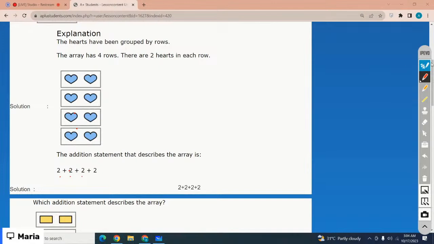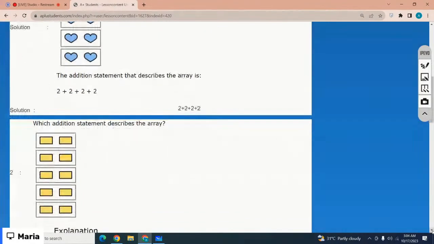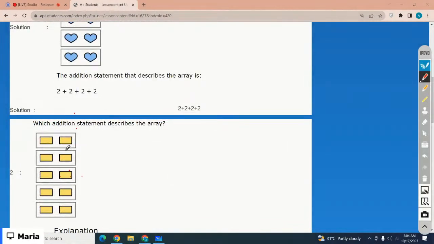The next one is: write an addition statement that describes the array. How many rows do we have? 1, 2, 3, 4, 5. We have 5 rows, and in each row we are going to add 2. So you need to do 2 plus 2 plus 2 plus 2 plus 2 because you are adding 5 times.